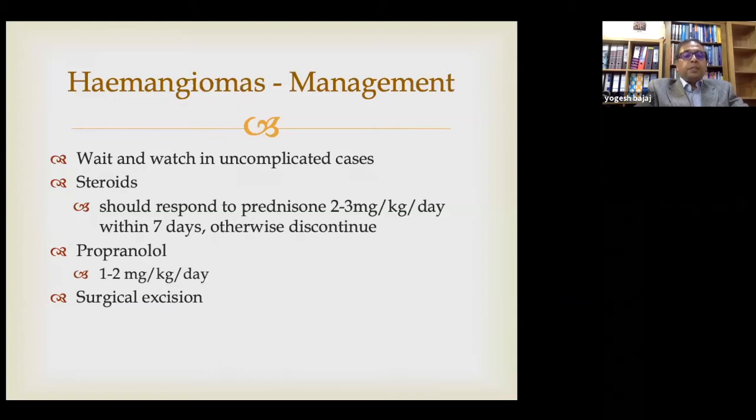Propranolol, of course, came in vogue maybe now 10 years ago, and as you know, it's a beta blocker and does have significant side effects as well. The usual dose is 1 to 2 milligrams per kilogram per day. Of course, in certain conditions or certain anatomical positions, surgical excision is also an option on the table.